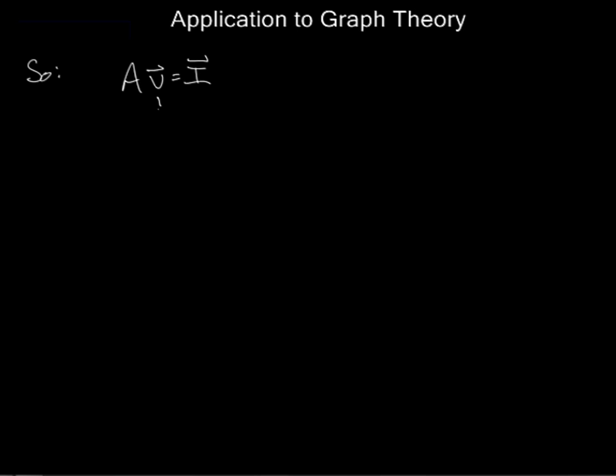So let's go back and look at this equation. AV is equal to I. And remember, V is an n vector and I is an e vector.